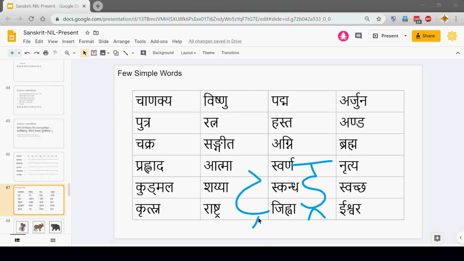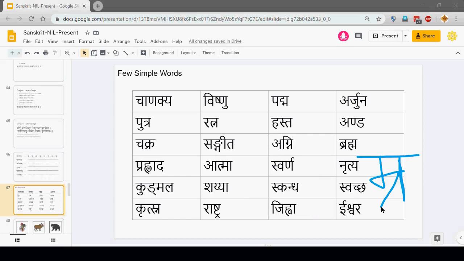So tra. If the previous consonant is a vertical line, then you write the complete consonant and then a slanting line to indicate this is the following ra. Ra following after ta. This is Rashtra. Rashtra meaning country.